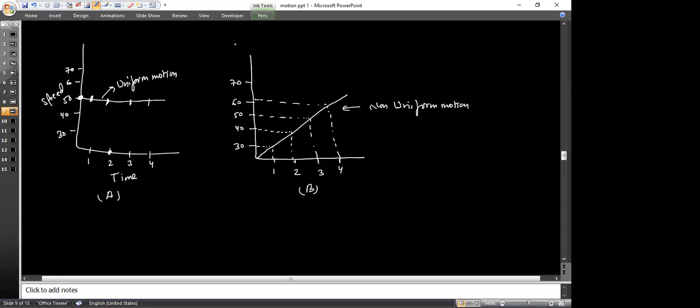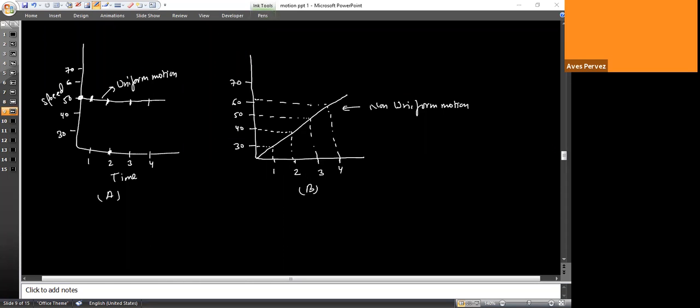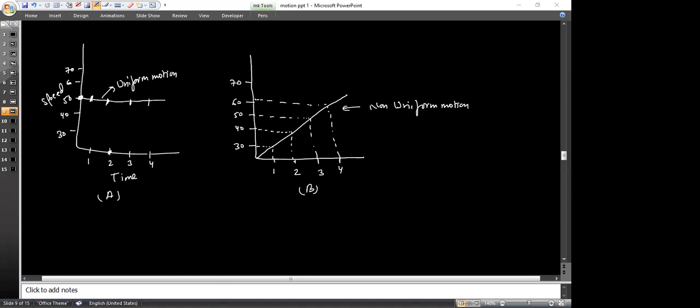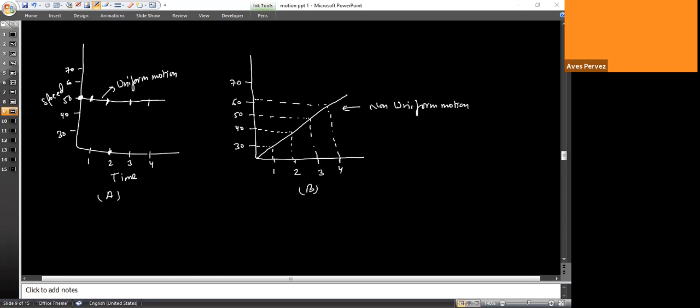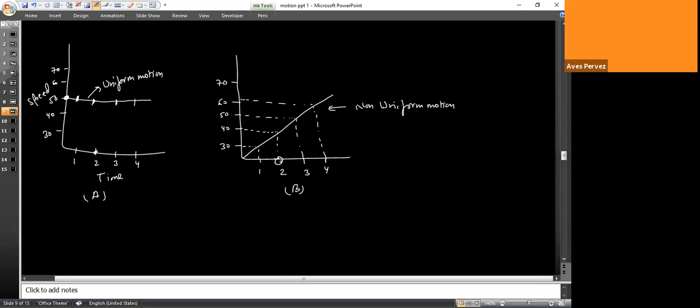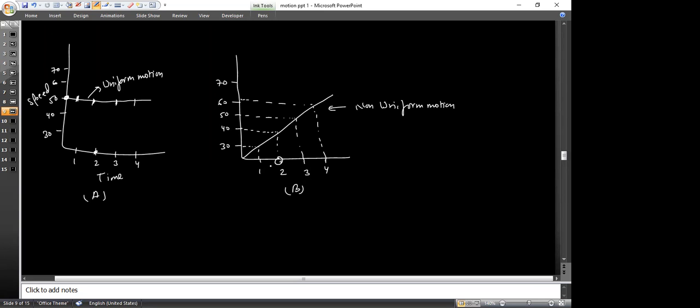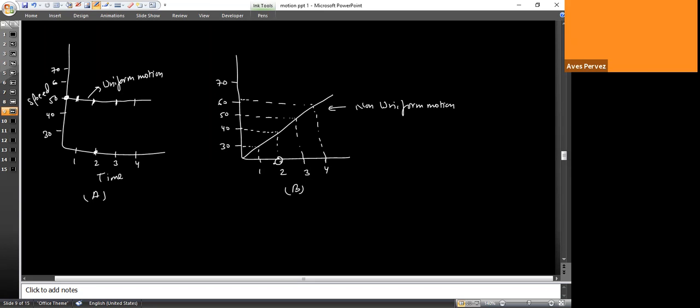And another student, Hamna. Hamna, tell me what is the speed of the car at 4 seconds? 60. So is the car moving with a uniform speed? No, sir. It changes its speed, sir. 30, 40, 50, 60. Every second the speed is increasing.